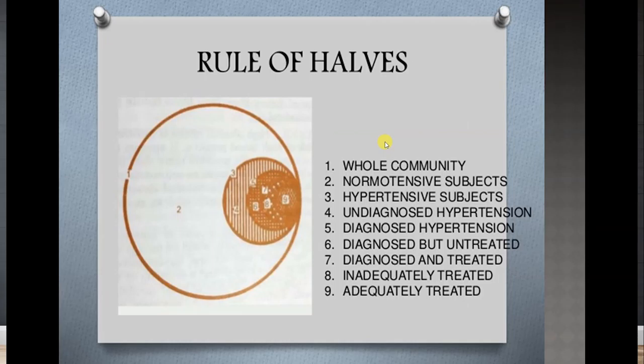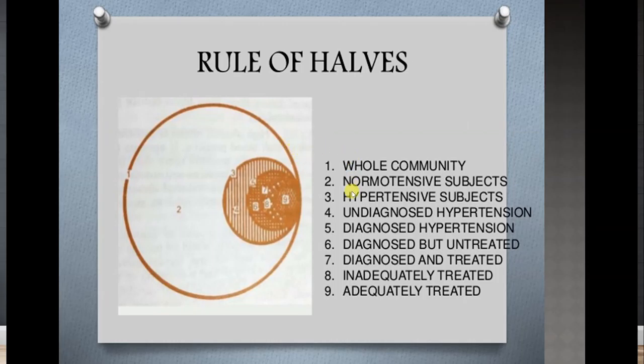So let me tell you what are these numbers first. Number 1 means whole community. Number 2, normotensive subjects. Number 3, hypertensive subjects. Number 4, undiagnosed hypertension. Number 5, diagnosed hypertension. Number 6, diagnosed but untreated cases of hypertension. Number 7, diagnosed and also treated cases of hypertension. Number 8, diagnosed, treated but inadequately treated cases of hypertension. And number 9 is, they are diagnosed, they are treated, also they are adequately treated cases of hypertension.